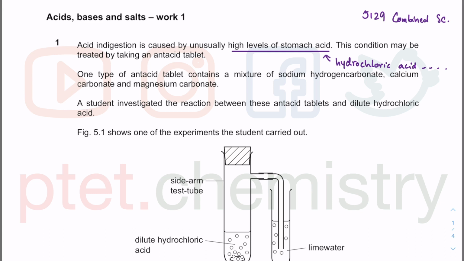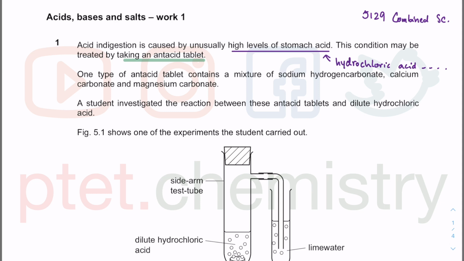So what you can do is you can take an antacid tablet. This antacid tablet essentially reacts with the acid, and therefore it prevents the stomach from getting too acidic, and therefore it can help to soothe, it can help to reduce or alleviate the pain in your stomach.